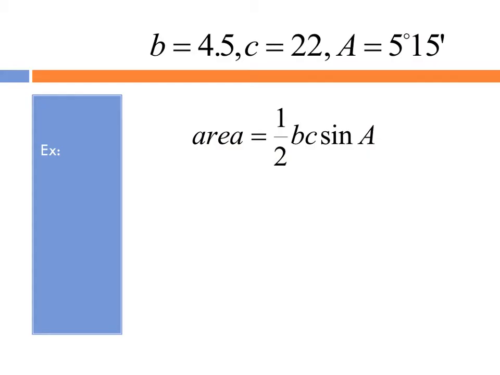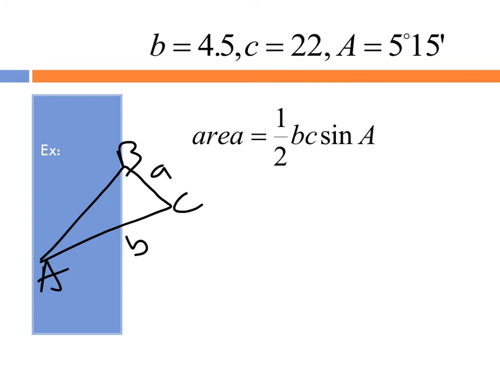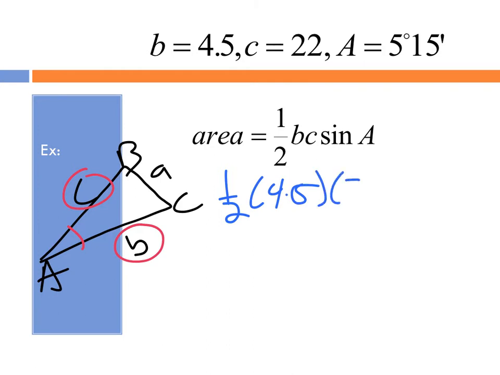Okay, so for our next example, I'm going to go ahead and draw another triangle just to verify we have side, angle, side. So angle A, angle B, angle C, side A, side B, side C. I'm given that I have side B, side C, and angle A, so I definitely have side, angle, side. When I plug in my information, then I have 1/2 times 4.5 times 22 times the sine of, and we have this minutes appearing, so degrees and minutes.